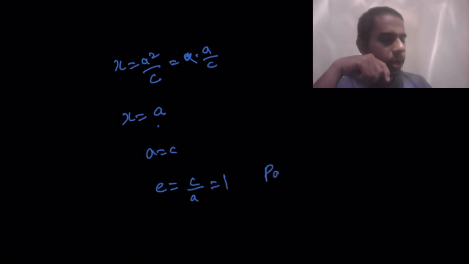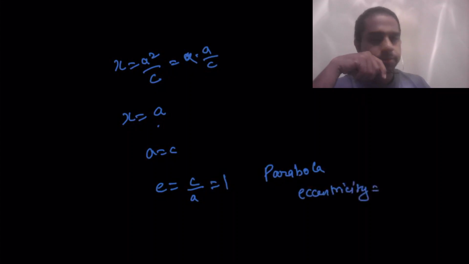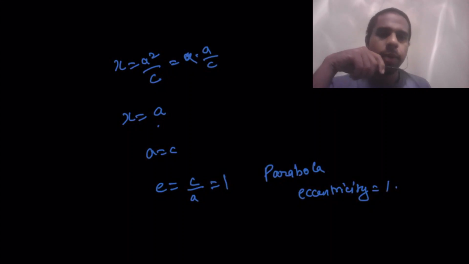So for a parabola, eccentricity is 1. You can go back and check the parabola slides again. You will see the directrix x equal to a drawn, and you can also see that eccentricity becomes 1 in a parabola.